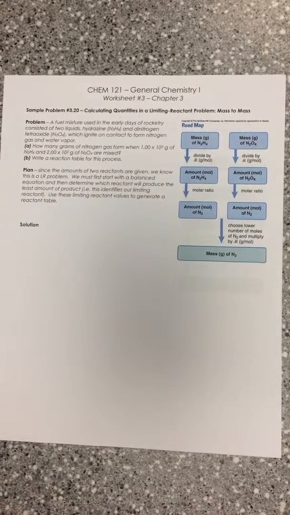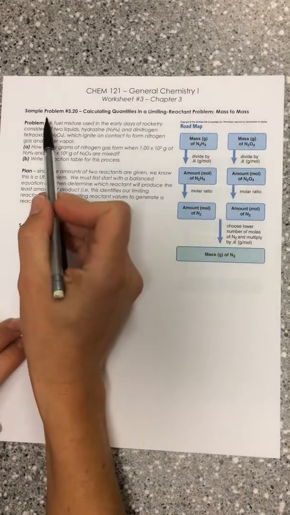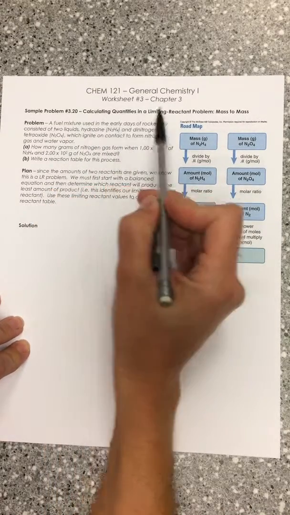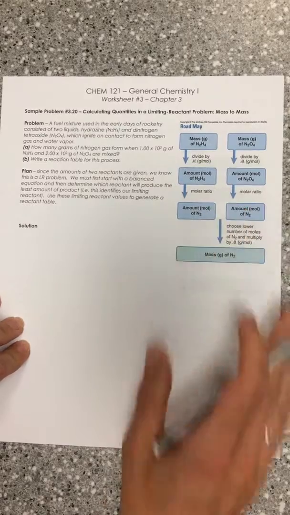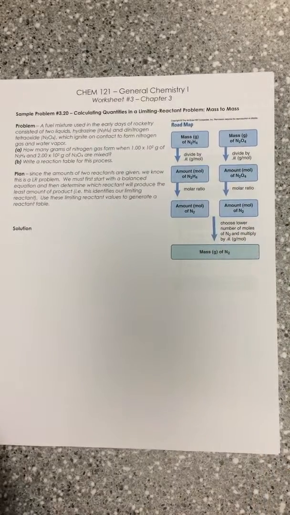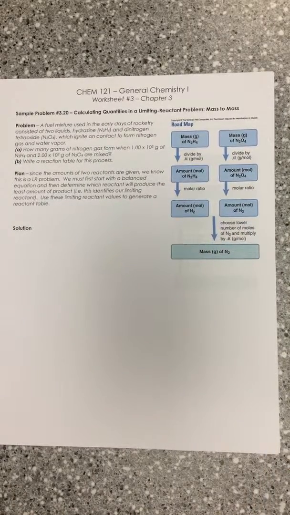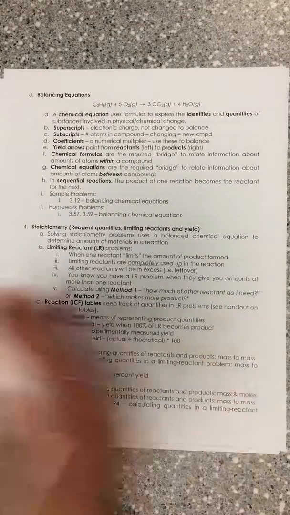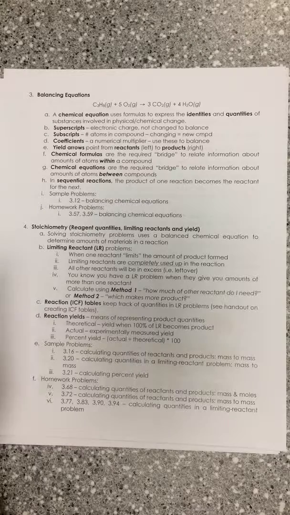All right, we're about to work on a monster problem right now. Sample problem 3.20 deals with calculating quantities in a limiting reactant problem. So truthfully, this is the reality of how most things are going to work, right? When we do a chemical reaction, we're mixing two things together and we're going to have something that runs out first, right?